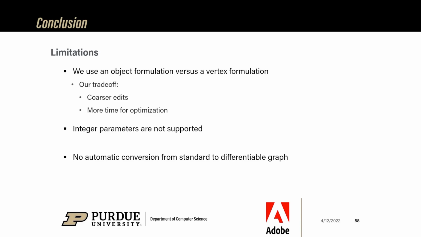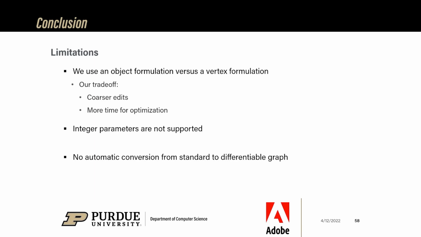In terms of limitations, it is mainly about the formulation we chose to use. The level of edits we allow is on the object level versus the vertex level, like in the related work. The consequence is that the edits are coarser, but significantly faster. That is the trade-off we chose, and it gives us more flexibility with optimization.